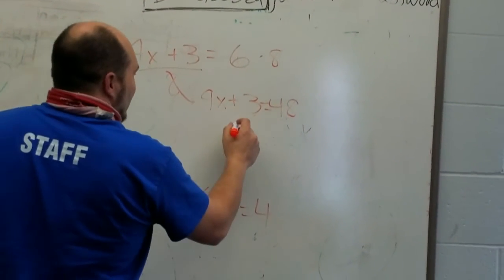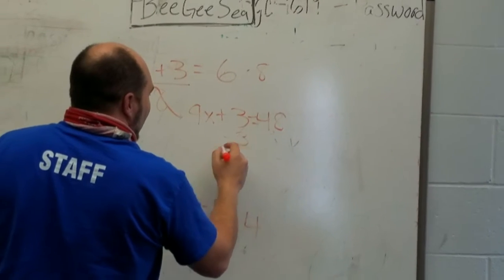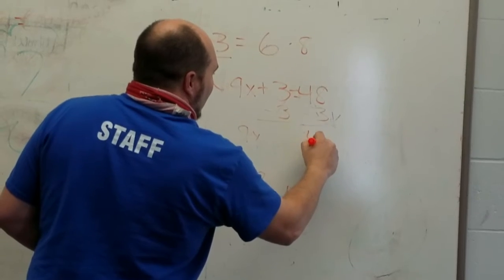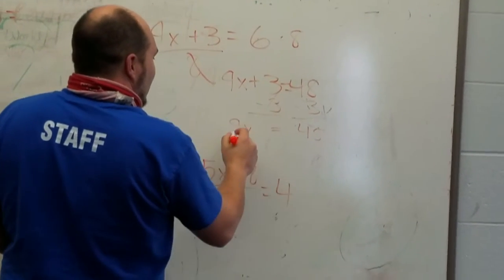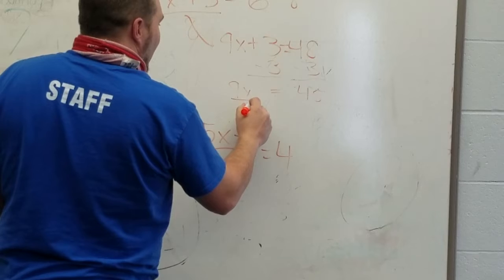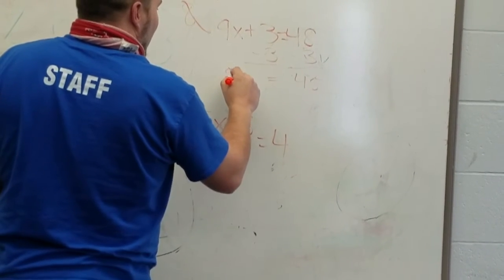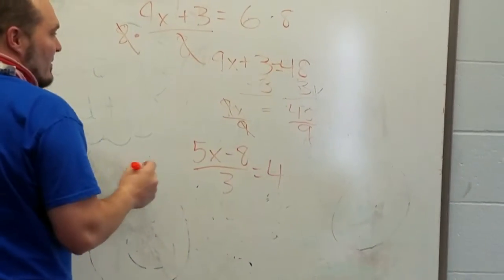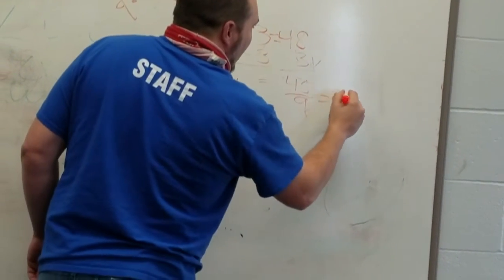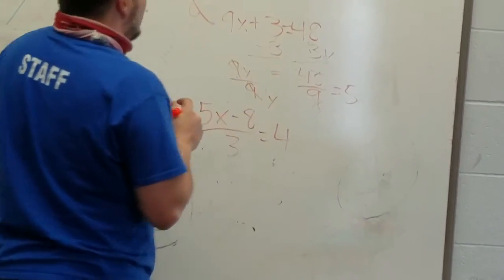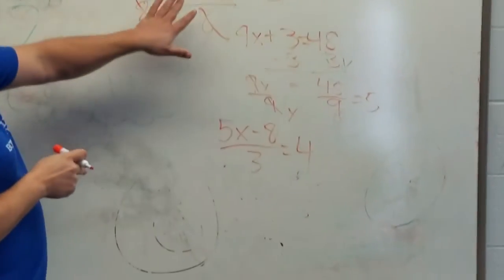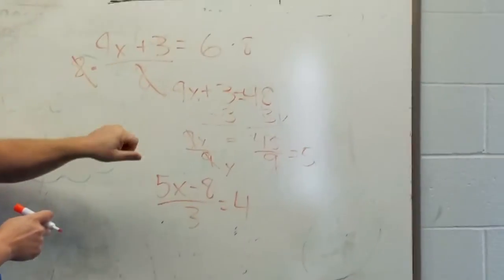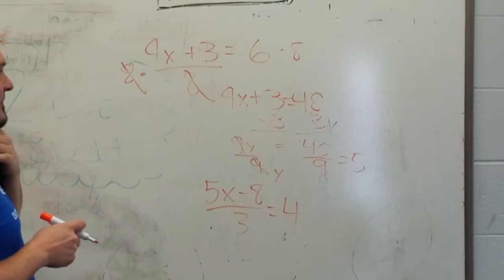We're going to get rid of this plus 3 by subtracting a 3 out. 48 minus 3 is 45. And then to get rid of the 9 times x, we're going to do the opposite, like I said. So that's division. 9 divided by 9 would cancel these out. 45 divided by 9 equals 5. So that is what x equals, and again we can plug that up in at the top. 9 times 5 is 45, plus 3 is 48, and 48 divided by 8 does equal 6.